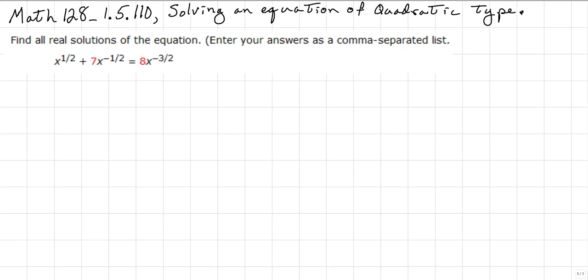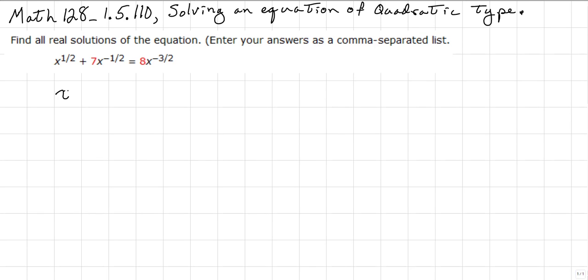Find all real solutions of the equation. Enter your answers as a comma-separated list. The equation is x to the 1/2 power plus 7 times x to the negative 1/2 power equals 8 times x to the negative 3/2 power. First thing that we're going to do is put everything all on the same side of the equal sign and make this be set equal to 0.